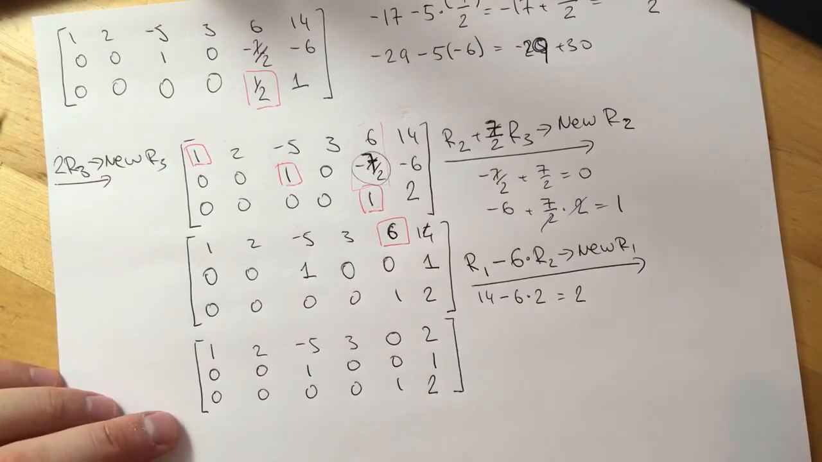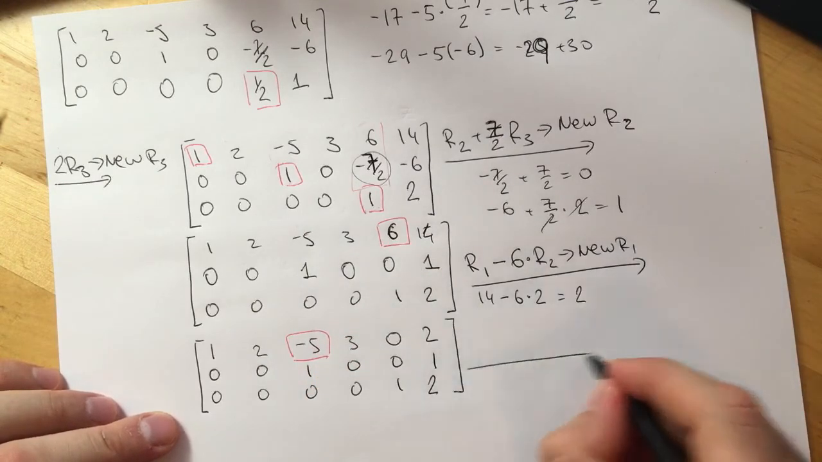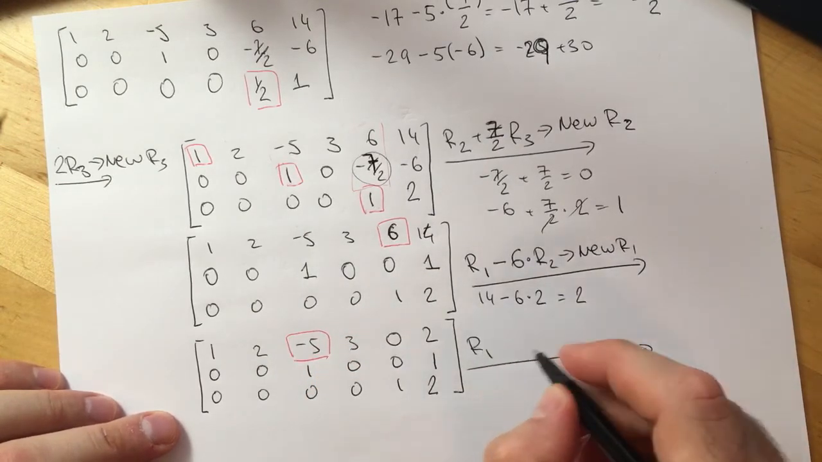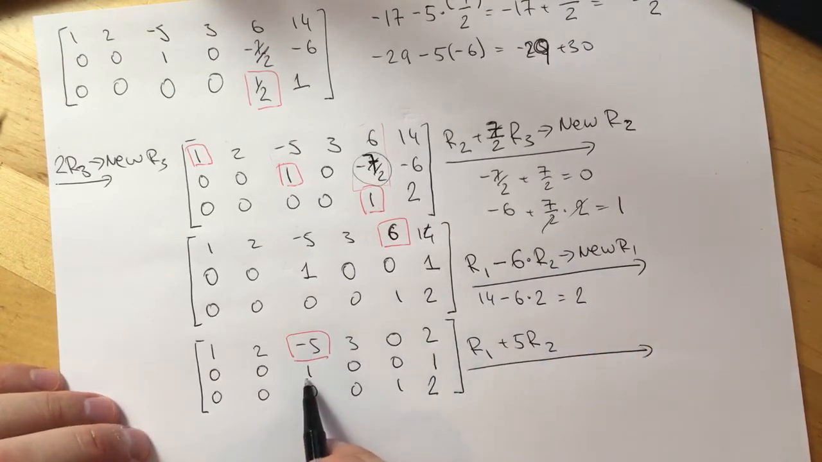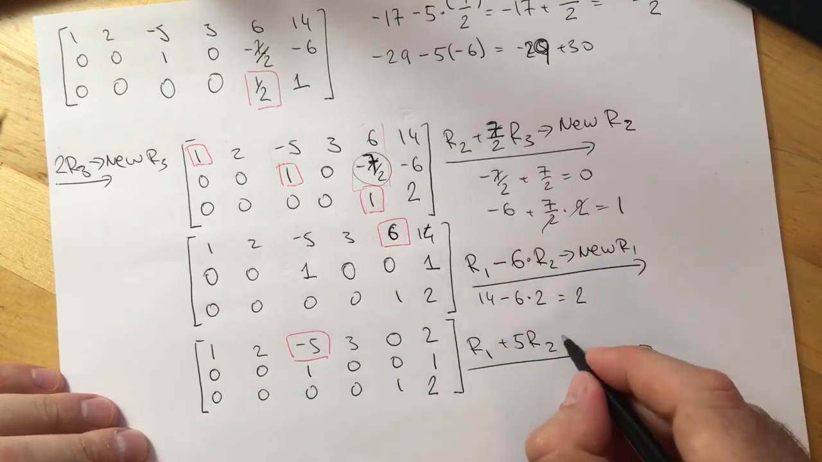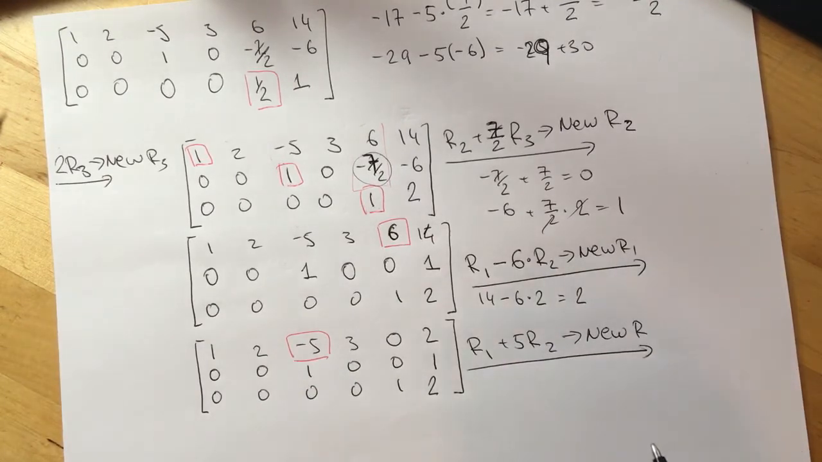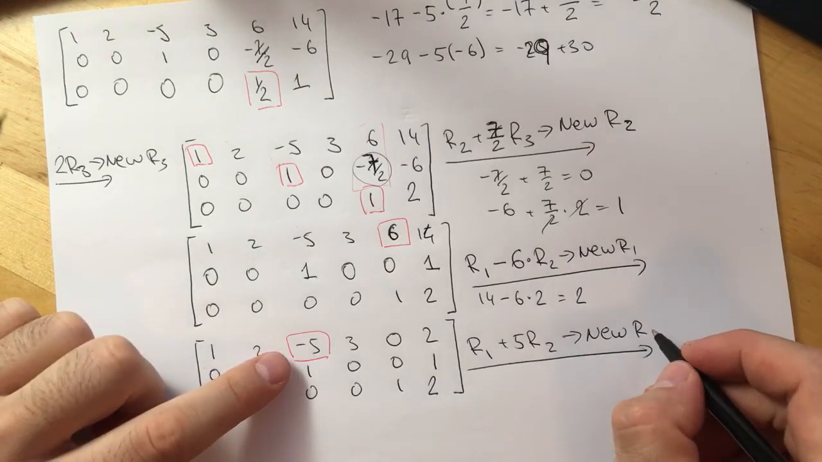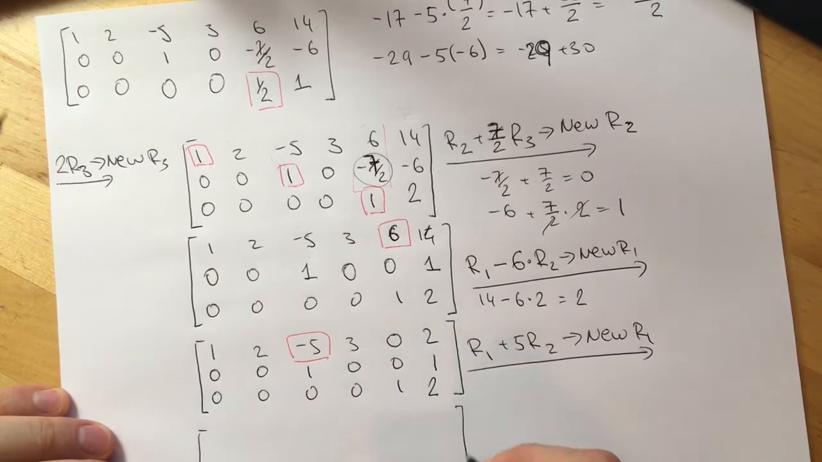Finally, the only thing that we have to do is eliminate this entry, make it a 0. How are we going to do that? Well, that's row 1 plus 5 times row 2, right? I'm going to use the leading one to eliminate that one. Becomes my new row 1. So, and with that we're done.